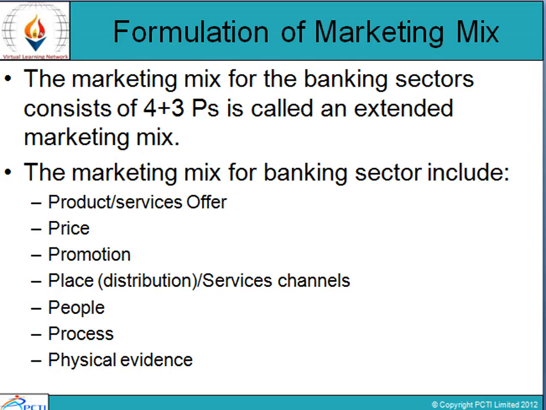When we talk about the formulation of marketing mix, if we talk in the perspective of banking sectors, it basically consists of 4+3 P's of marketing. Our traditional marketing mix used to have 4 P's, those are product, price, place and promotion. But when we talk about marketing mix with respect to the banking sector, there are 3 additional P's which are attached to the marketing mix. These are people, process and physical evidence.